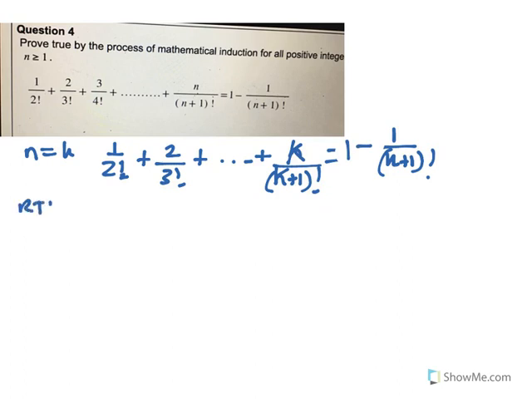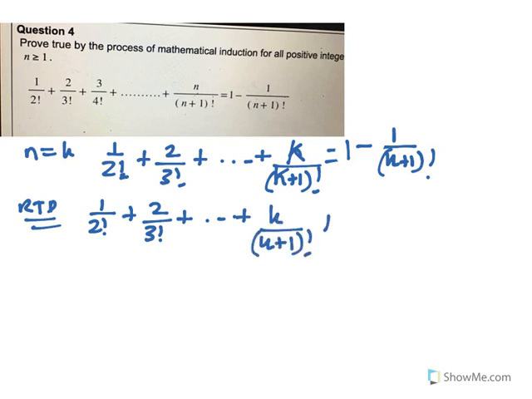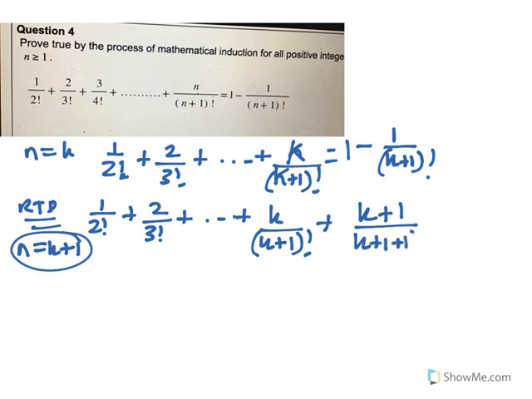Okay, required to prove that 1 on 2 factorial plus 2 on 3 factorial plus k on k plus 1 factorial plus one more term, because we're going to prove for n equals k plus 1, so we have to go one step further. So it's k plus 1 on k plus 1 plus 1 factorial. We want to prove that equals 1 minus k plus 1 plus 1, which is k plus 2 factorial. And I'll just make that one the same. That's going to be k plus 2 factorial.